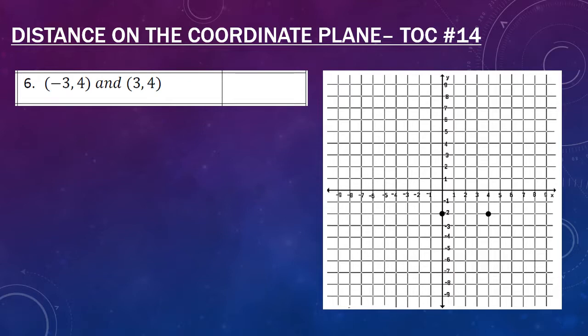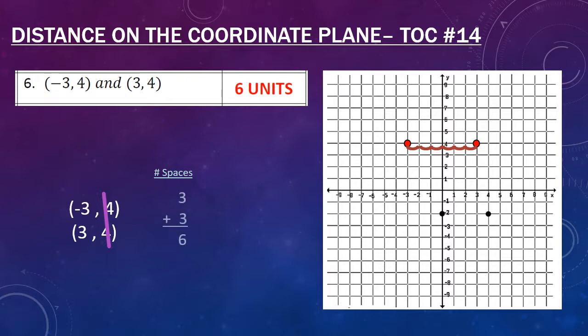The next one, we have negative 3, 4, which is in the second quadrant, and 3, 4. And this does go over the top of another point, I realize that. So use a different color just to help clarify. And if I count them, I have 1, 2, 3, 4, 5, 6 units. Mathematically, we would cross out the 4's and then look at the absolute value. There are 3 units to the y-axis and then another 3 units on the other side of the y-axis, so that would give me a total of 6 units.